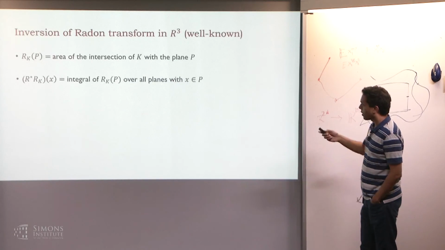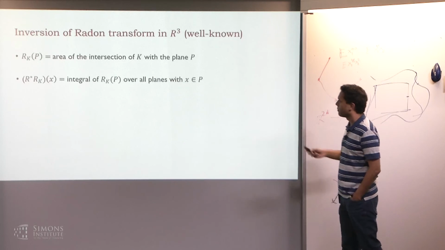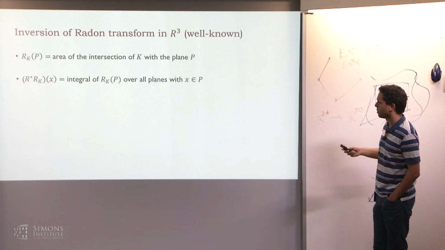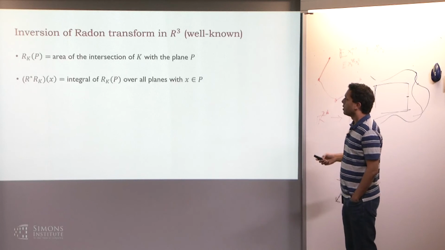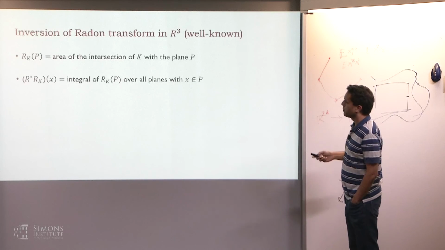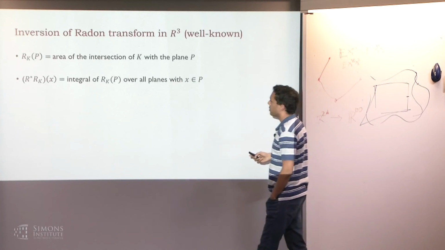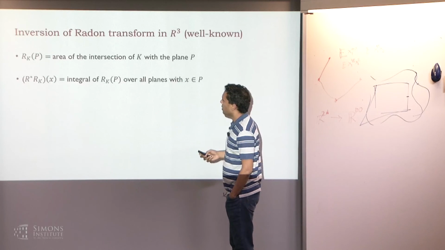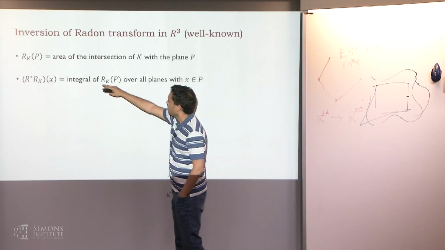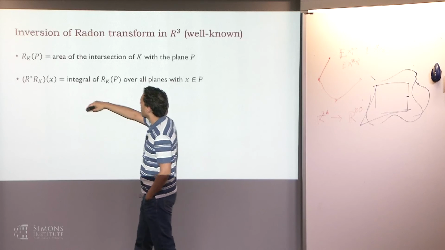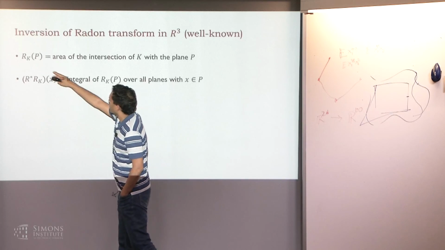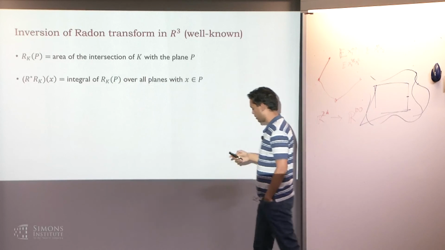Okay, so let me just show you an example of the inversion formula, what it looks like. I'll not do anything with it. This is in R3. So this is the Radon transform: if P is a plane, then this is the area of the intersection.